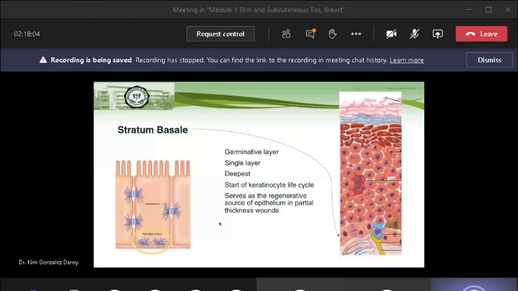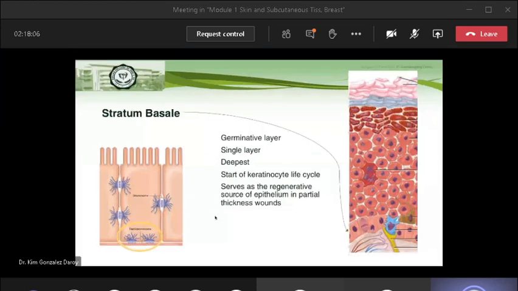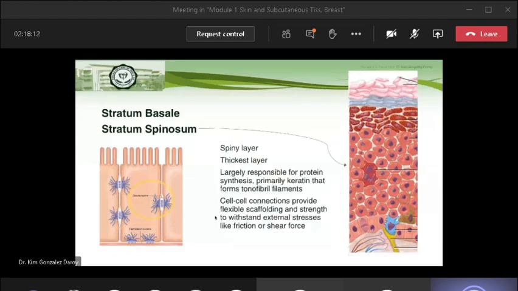The second layer is your stratum spinosum or the spiny layer or prickle cell layer. This is the thickest layer of your epidermis and it contains about 5 to 15 layers of cells connected to each other by, yes, the desmosomes.